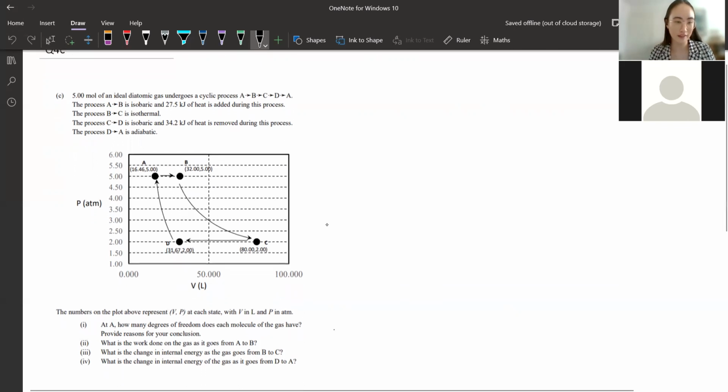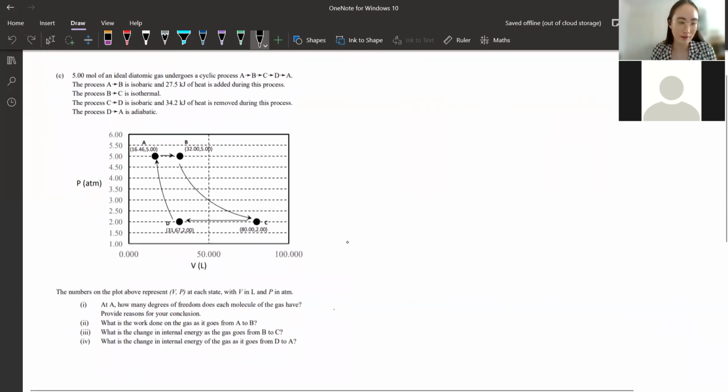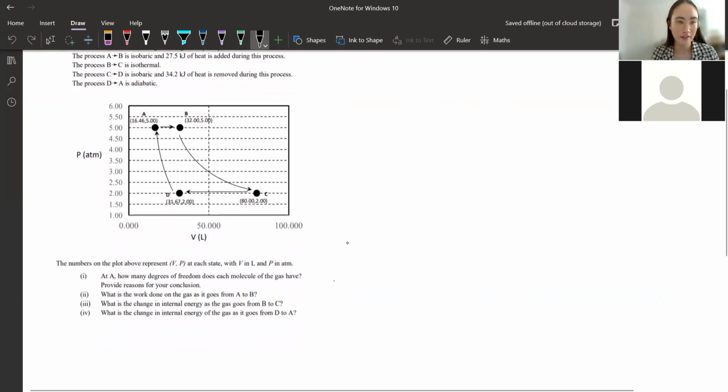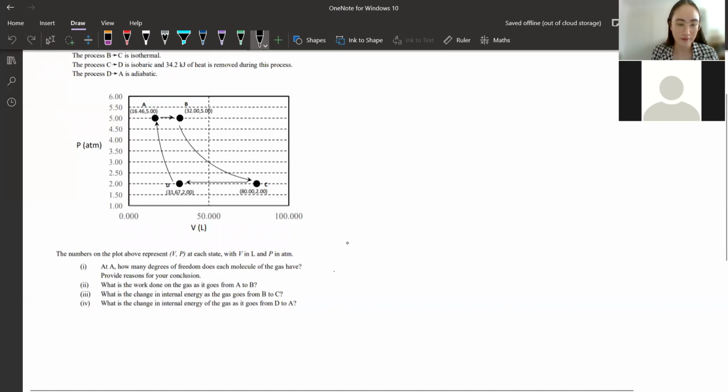All right, so let's answer. Part I, at A, how many degrees of freedom does each molecule of gas have? Provide reasons for your choice. Okay. So to figure out what the number of degrees of freedom is going to be, we need to figure out what the temperature of the gas is at state A. And that's going to determine if we need to figure out some other things, or if we can just guess. But we'll go through the maths of that first and then see what we have to work with.